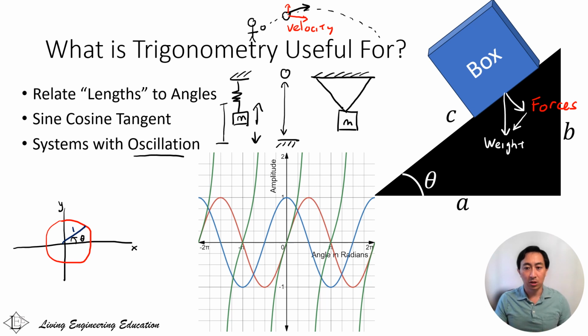So we can look at these kinds of systems and apply sine, cosine, and tangent terms to help us describe it. So you see these multiple ways that we can use trigonometry for a variety of parameters. So we'll take a look at all these different ways to use trigonometry in this next series.